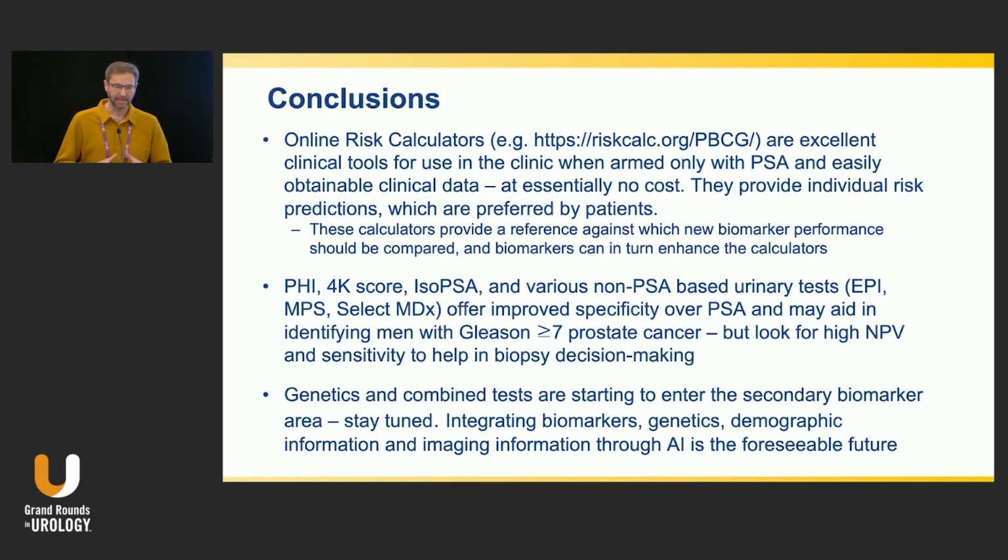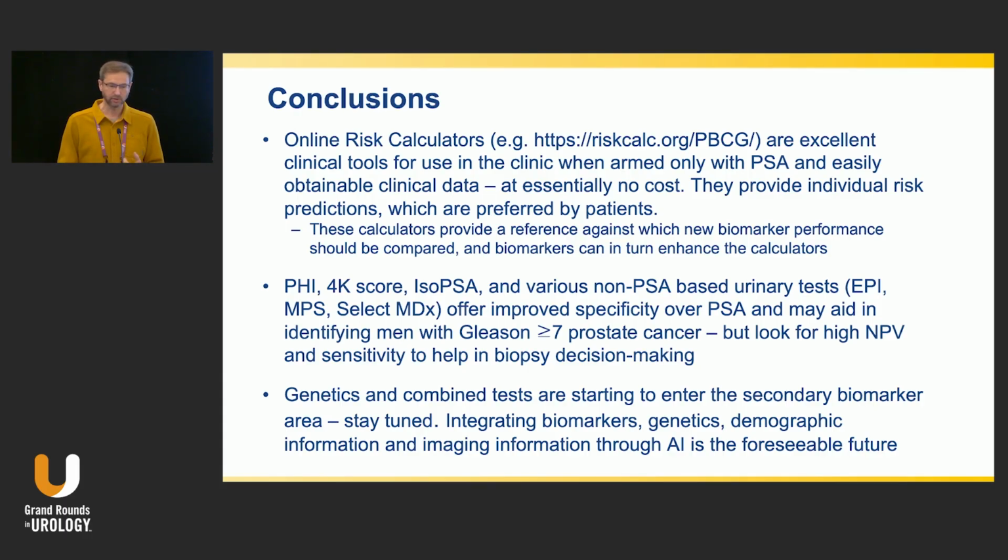And then there are comprehensive platforms like Stockholm3 that look at a variety of PSA and PSA isoforms, genetics background, and clinical data, and they put it all together for you to predict the presence of high-grade cancer. So I think this is where we're headed. Again, in conclusion, I'm a fan of online risk calculators. They take very little time to use. You have that clinical data as a clinician to pop in and give patients a readout of their risk of prostate cancer.